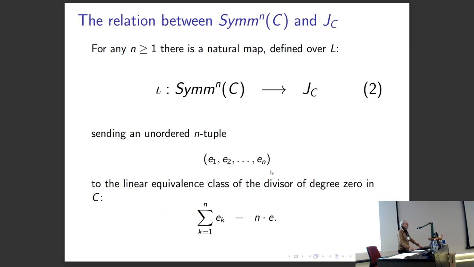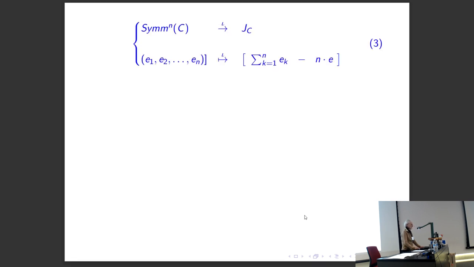And there's a clear relationship between Sym^n of C and the Jacobian. There's just a natural map from Sym^n of C to the Jacobian, by sending any unordered n-tuple to the linear equivalence class of the divisor of degree 0 in C that takes the sum of the elements of that n-tuple and subtracts n times the identity to make it of degree 0. So we get this map from Sym^n of C, I call it iota here, to JC.